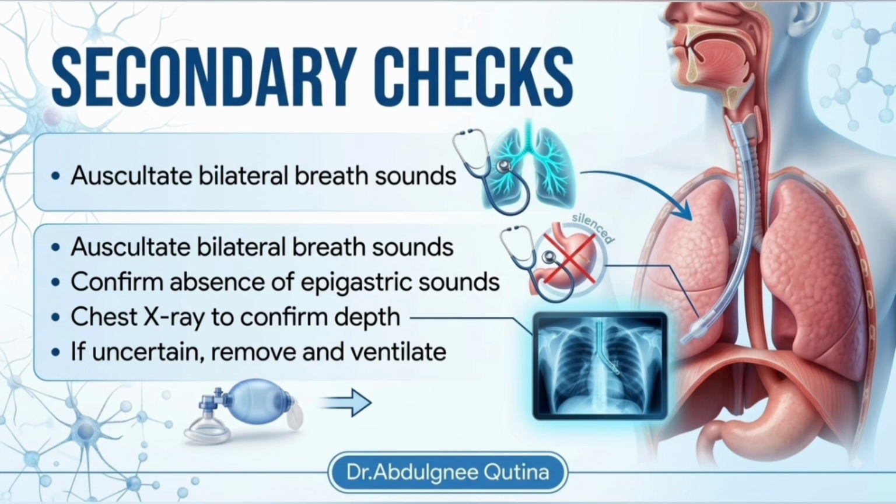Listen for bilateral breath sounds. Make sure the epigastrium is quiet. Get a chest x-ray to check your depth. And remember the golden rule. If you are ever in doubt about where that tube went, pull it out and immediately reattempt ventilation.